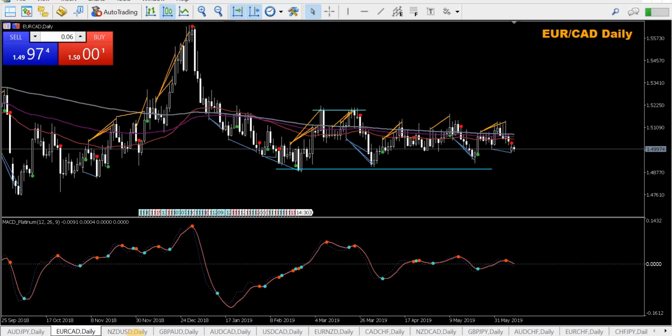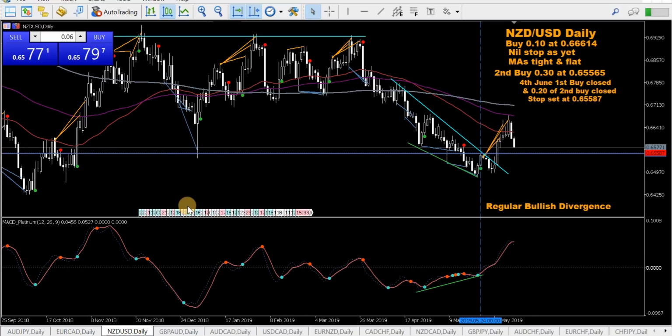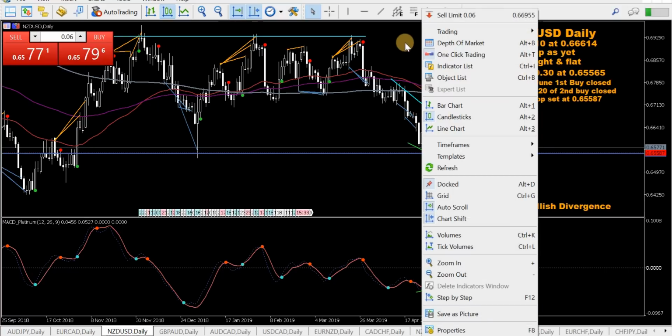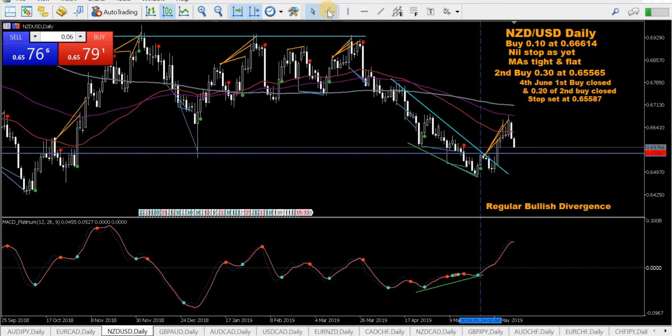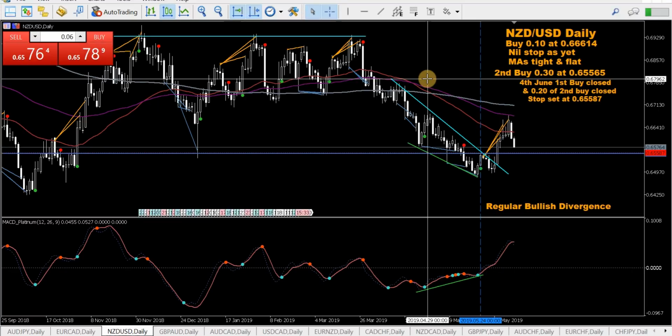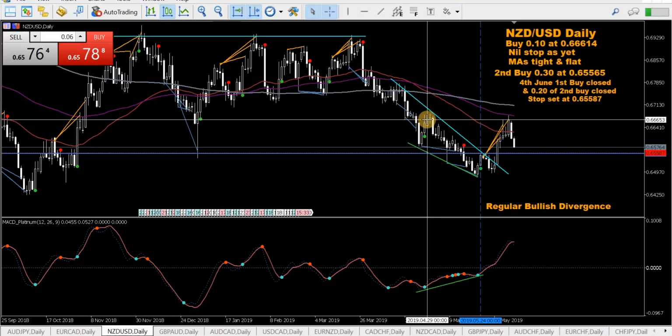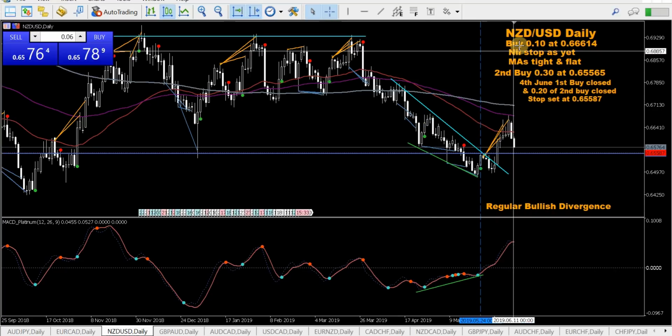All right, New Zealand USD. Ooh. Took a buy, 2 buys. One must have been in here. All right, I'll show you. The first one would have been on that candle there. So it would have been around open in there somewhere. So that would have been 666, yep, 14. So that's where I took my first one.